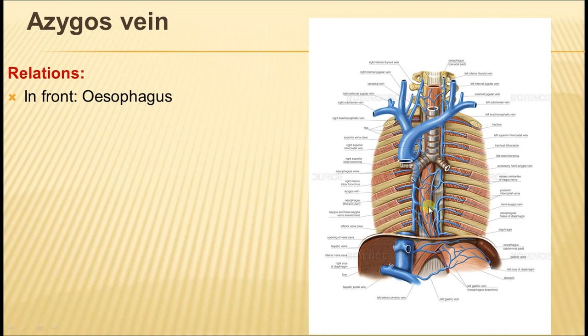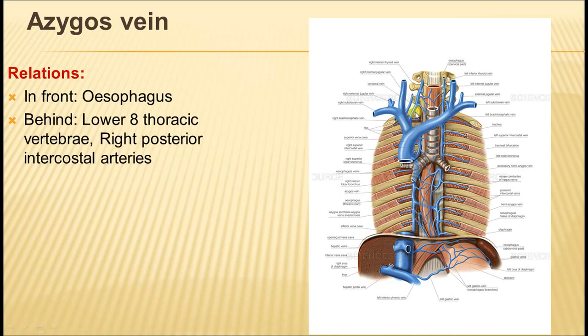In front you have the esophagus. Behind, as I told you, the lower 8 thoracic vertebrae and the posterior intercostal arteries, especially the right posterior intercostal arteries, because your descending thoracic aorta will be present here, and the posterior intercostal arteries arising from the aorta have to cross the midline and go to the right side of the intercostal spaces. So the thoracic vertebrae and the right posterior intercostal arteries all pass behind the azygos vein.